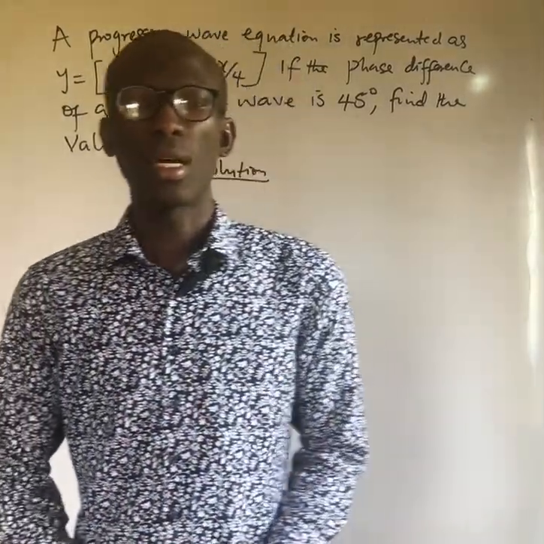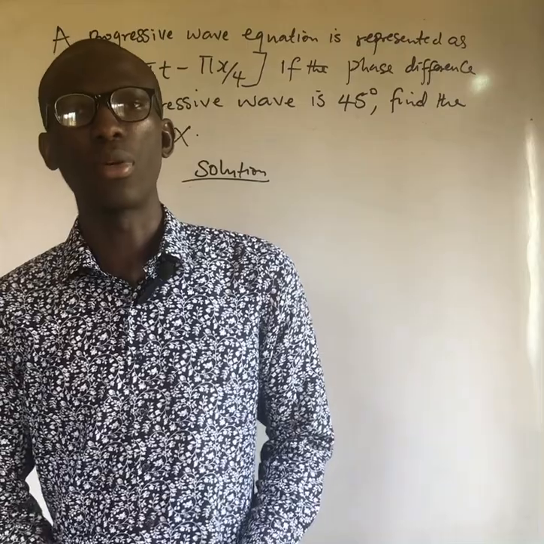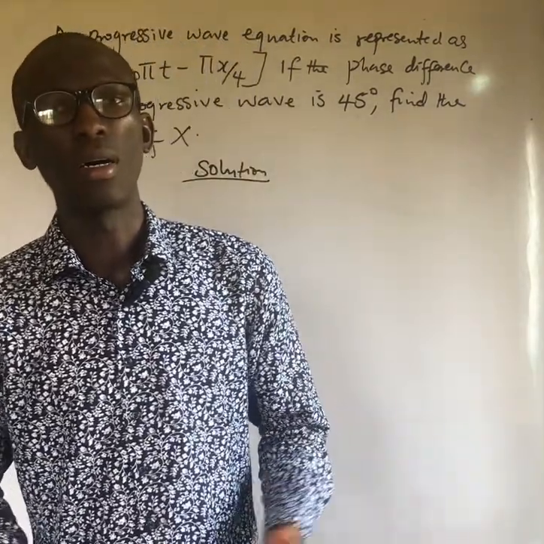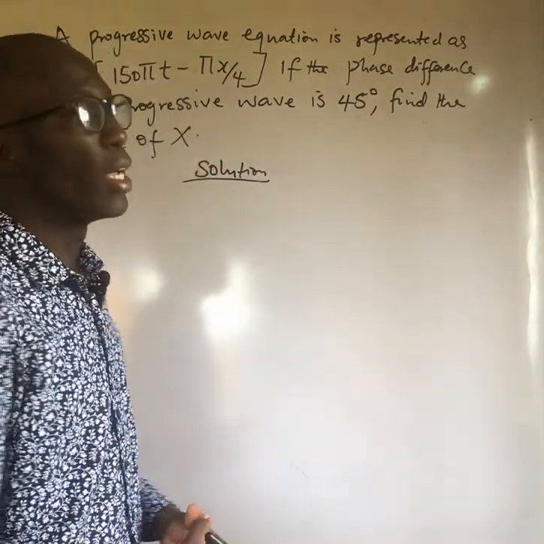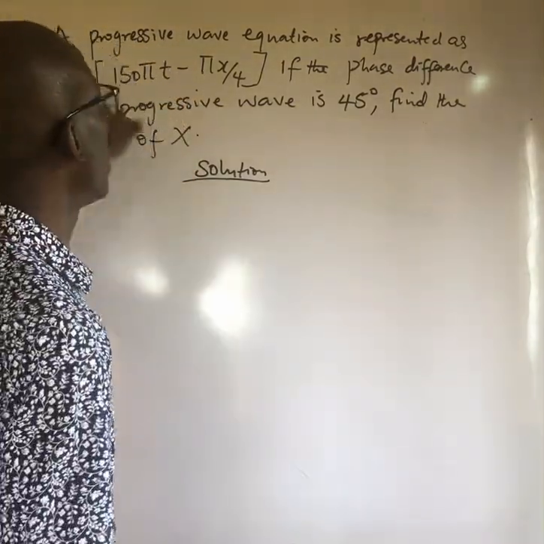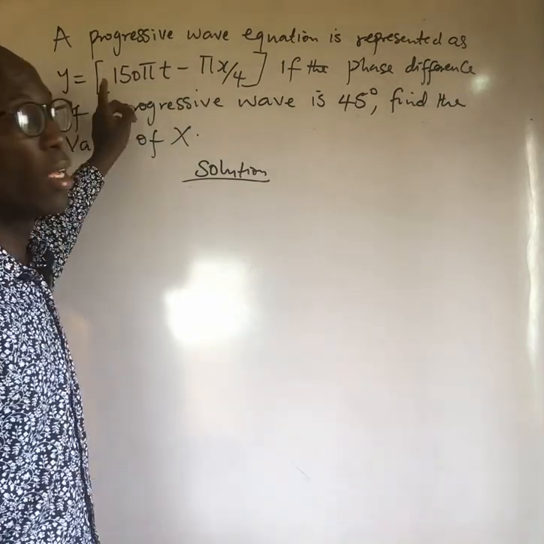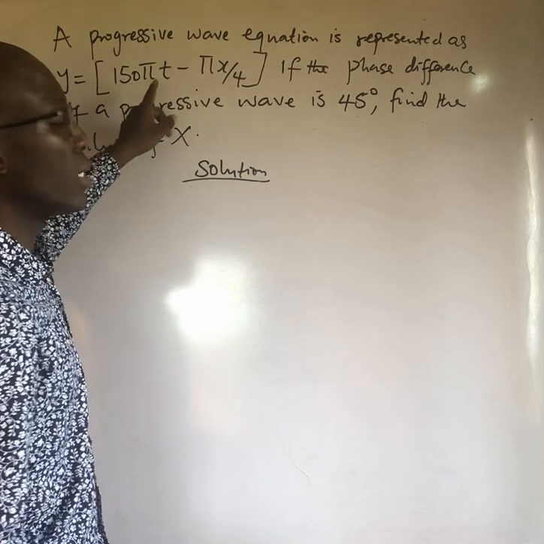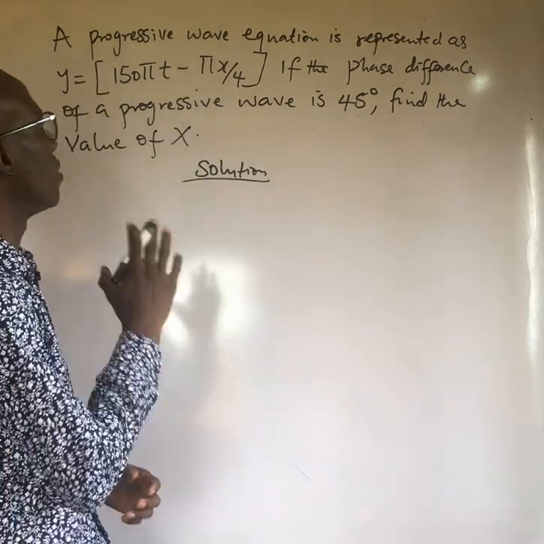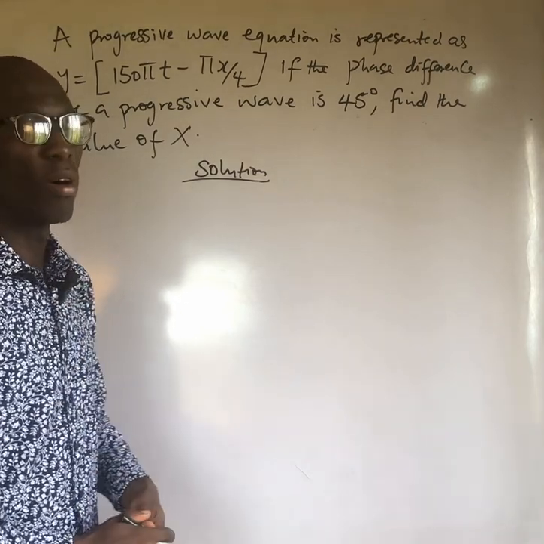Welcome to today's class. Today we'll be looking at how to solve problems in progressive wave equation. We have a problem right on the board, and this problem deals with progressive wave equation. The question is, a progressive wave equation is represented as y equal to 150 pi (t minus pi x over 4) in brackets. If the phase difference of a progressive wave is 45 degrees, find the value of x.